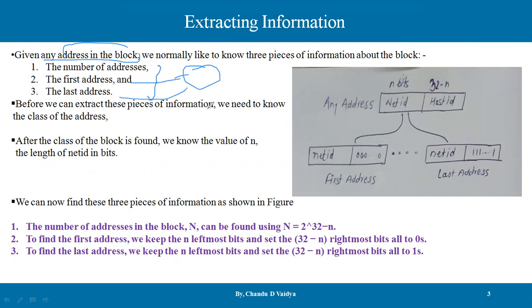Okay, and this will be only found or calculated if we have the class of that particular IP address. So before we can extract these three pieces of information, we need to know the class of the IP address. The very first thing we have to do is identify which class the IP address belongs to.